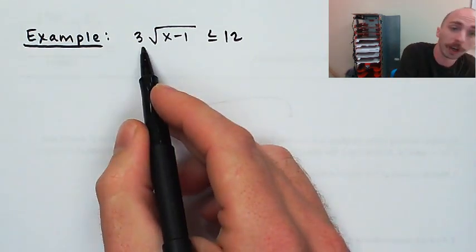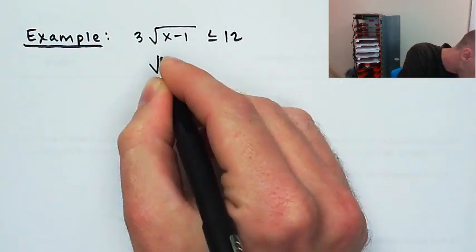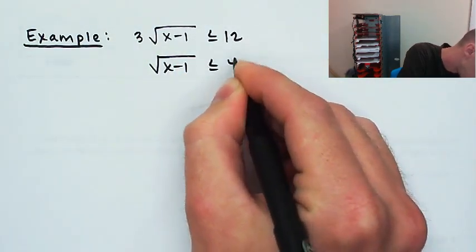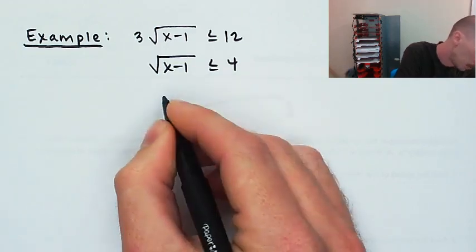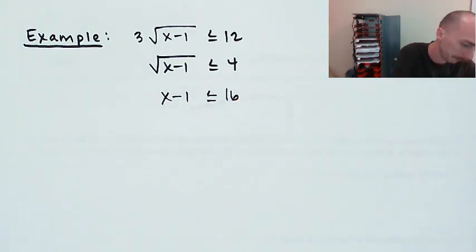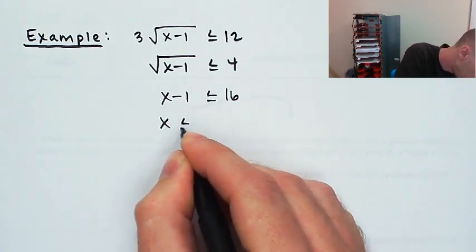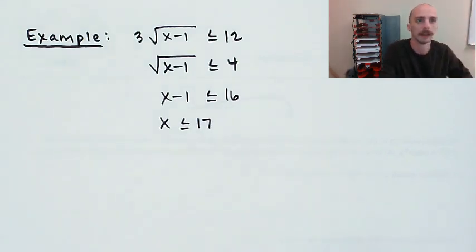So I'm going to go over here and I'm just going to isolate the radical, divide both sides by 3. So square root of x minus 1 is less than or equal to 4. Then I'm going to square both sides. Okay, and then I'll have x minus 1 less than or equal to 16. Then I'm going to solve for x by adding 1 to both sides. And I'm going to get x is less than or equal to 17.